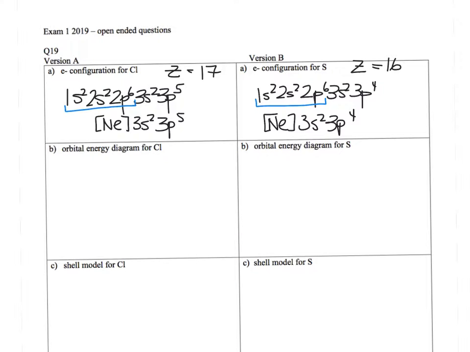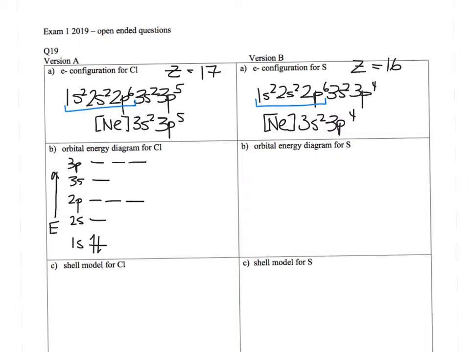For the second part, I asked for an orbital energy diagram. So an energy diagram shows the orbitals and their energy levels and shows how many electrons are in each orbital. So to draw this, we need to recognize that chlorine starts with 1s at its lowest energy, then 2s, then 2p, then 3s, and 3p. So all I've done so far is I have drawn the energy levels themselves. I also need to indicate that this is an axis of increasing energy.